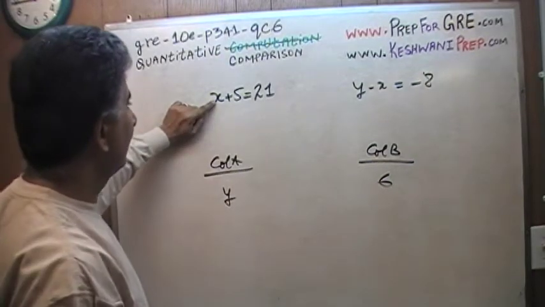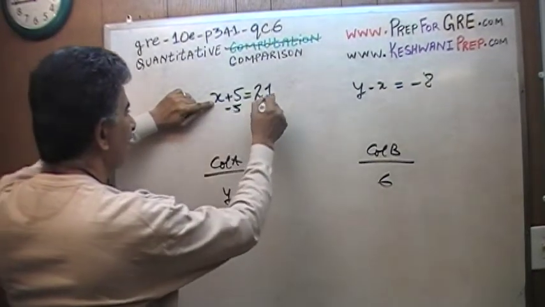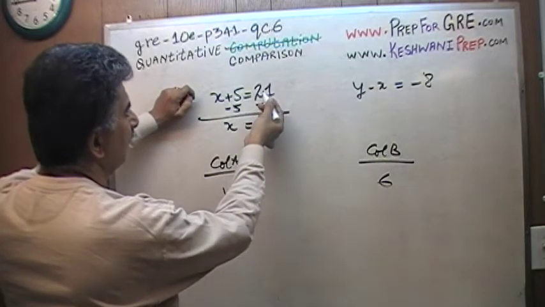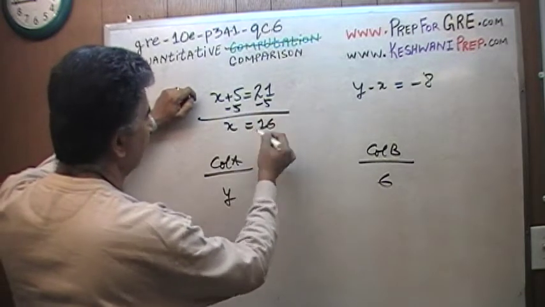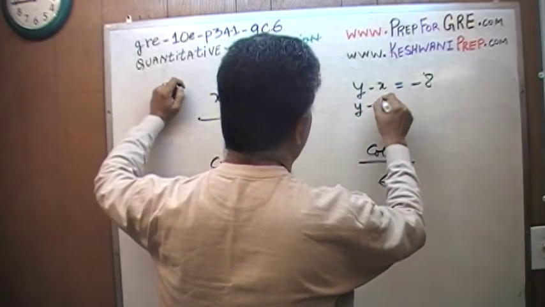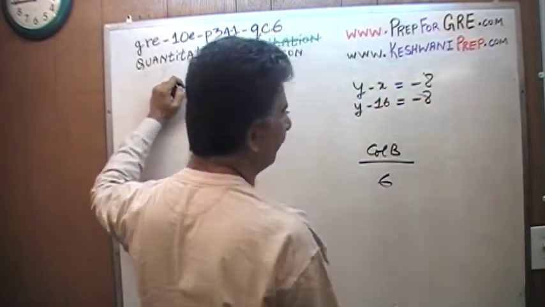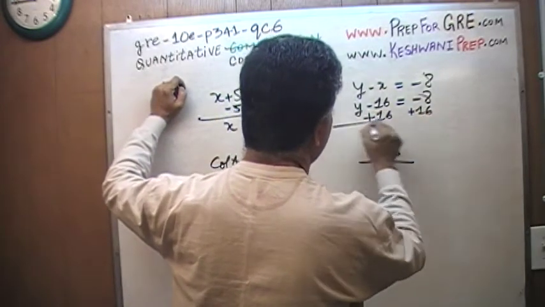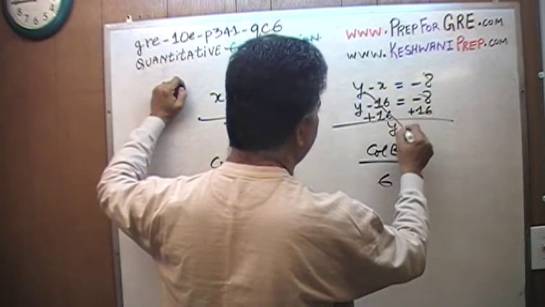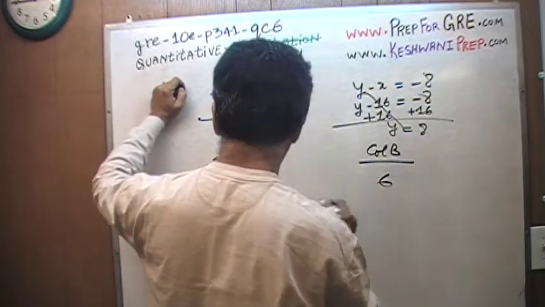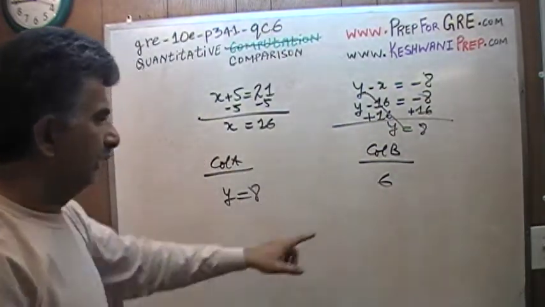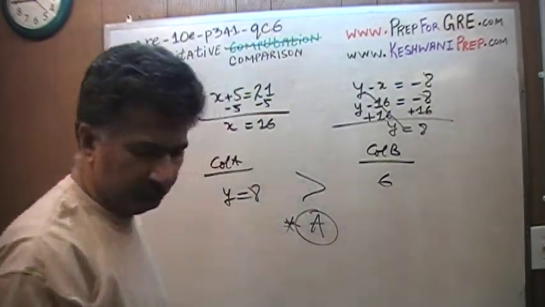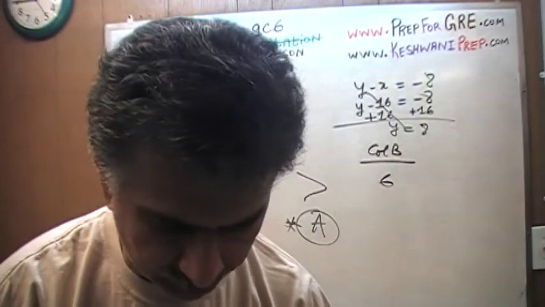Well, from here we can figure out the value of x. If we subtract 5 from both sides, that tells us that x equals 21 minus 5. We know 20 minus 5 is 15, so it is 16. Let's put it back in here. Y minus 16 equals negative 8. Add 16 to both sides to get rid of this 16, and that tells us that y equals 8. Voila, that's it. 8 versus 6. The answer is A. That's all. Very simple, very straightforward, nothing to it.